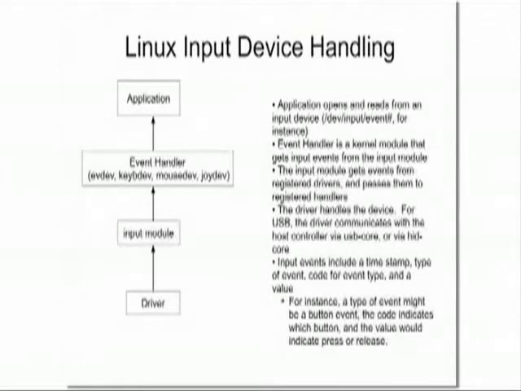Okay, so an application opens and reads an input device, /dev/input/event-some-number. Basically what I'm showing you here is more or less what Wacom does on Linux, but it's supposed to be generic. There is an event handler module in the kernel that gets input events from the input module and passes them to whoever is registered for the event, normally the X server.